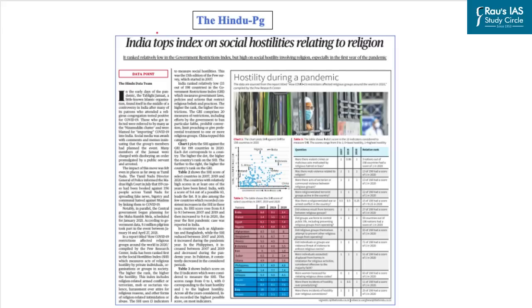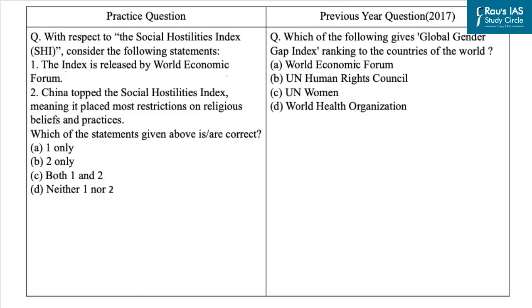Our next question is based on this article which featured on page 7 in Hindu newspaper. This article is about a report titled How COVID-19 Restrictions Affected Religious Groups Around the World in 2020, compiled by Pew Research Center. Now, as you all know, UPSC has been framing questions based on important reports or commissions, like this question based on an index came in year 2017. Now let's come to the practice question.